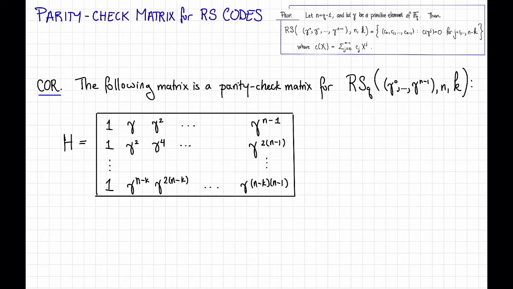So here's the parity check matrix view of the statement that we just saw, which I've written here as a corollary. It says that this matrix is a parity check matrix for the Reed-Solomon code that we were looking at in the previous proposition. So this is the matrix where the first row is 1, gamma, gamma squared, dot, dot, dot, all the way up to gamma to the n minus 1. The second row is 1, gamma squared, gamma to the fourth, dot, dot, dot, up to gamma to the 2(n minus 1), and so on. So there are n columns here and n minus k rows.